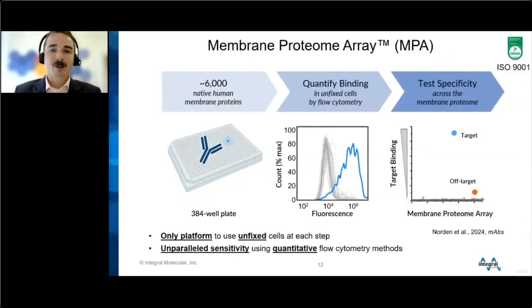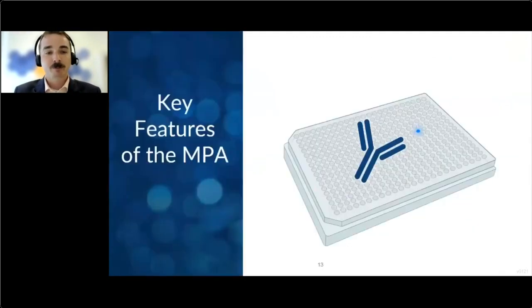Now, the MPA actually checks all of those boxes. Here we can see how the MPA checks those boxes. The MPA is a 6,000 protein array using natively expressed human membrane proteins expressed in HEK293 cells. We quantify this binding in unfixed cells by flow cytometry, and we're the only platform to use unfixed cells at each step of the process. This is really a paralleled sensitivity using a quantitative method of flow cytometry.